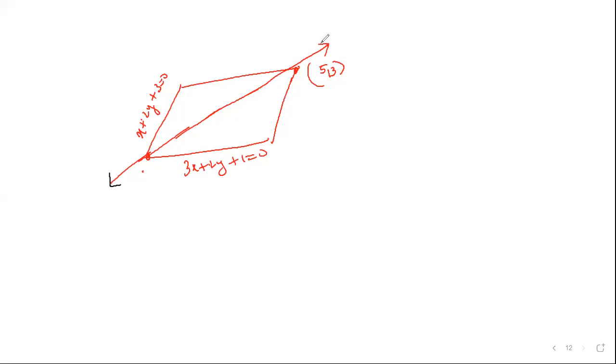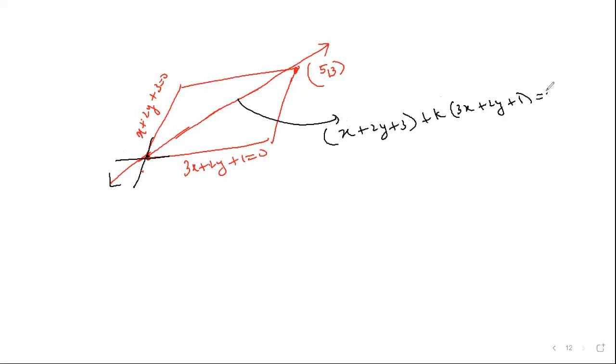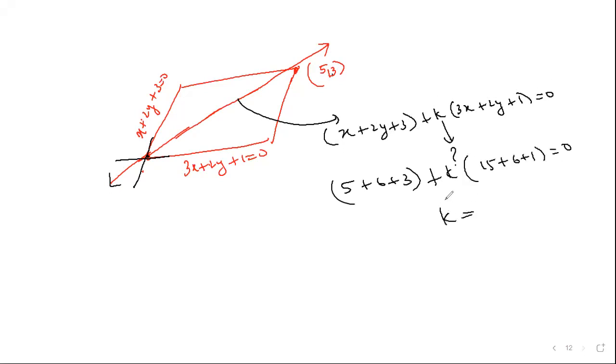I can assume the equation of this line. It is a line passing through the intersection, so it is x plus 2y plus 3 plus k into (3x plus 2y plus 1) equals 0. Now I only have to find out the value of k. This (5, 3) is a point on this line, so (5, 3) satisfies this equation. 5 plus 6 plus 3 plus k into (15 plus 6 plus 1) should be 0. So k should be minus 14 by 22.